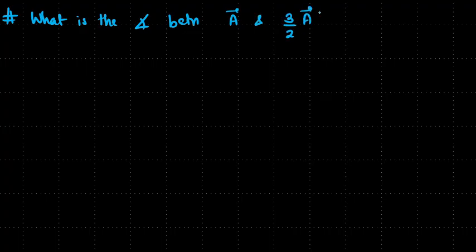Today we are gonna do another question, which is: what is the angle between vector A and minus 3 by 2 vector A? And the options that we have are 180 degrees, 270 degrees, 60 degrees, and 30 degrees.